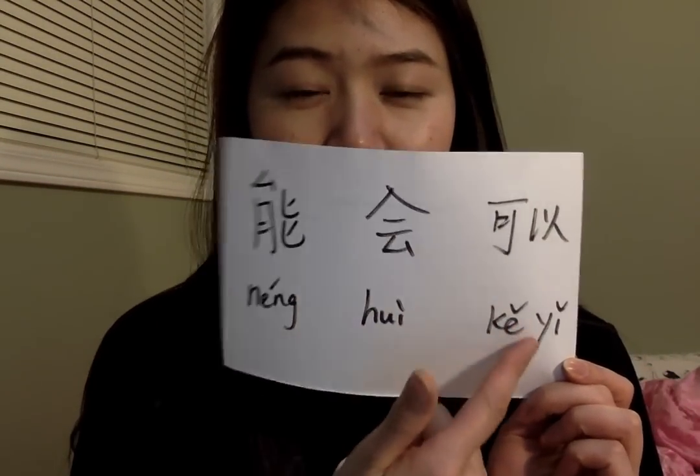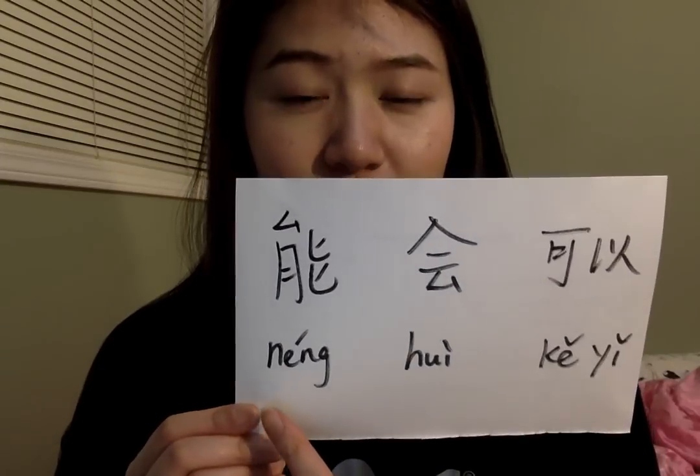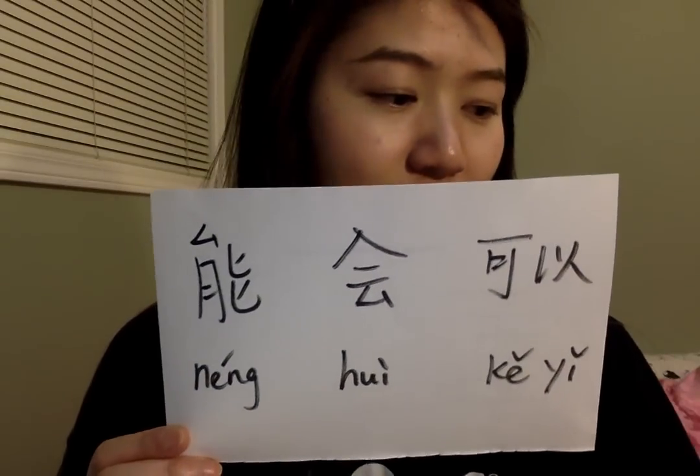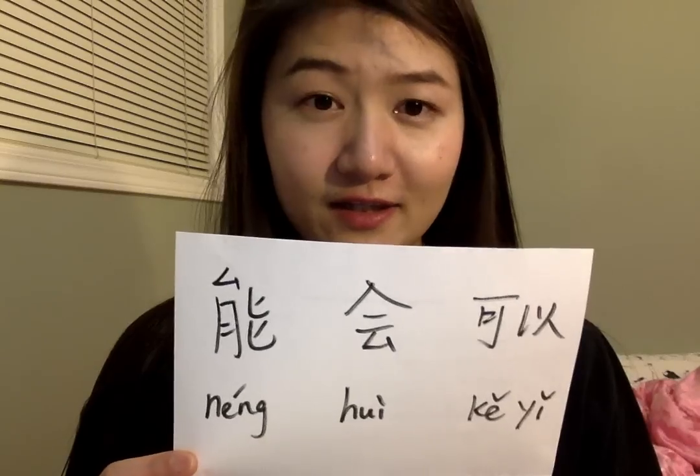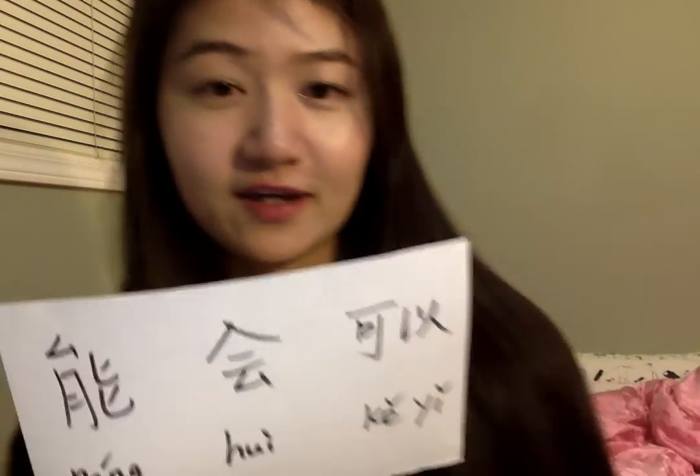能会可以。So 能 means can, and 会 also means can. 可以 means may or can. Okay, so what is the difference between these three words? Let's take a look together.